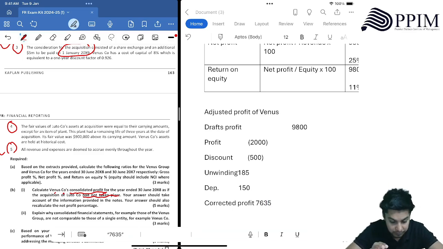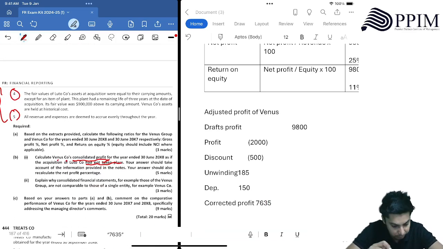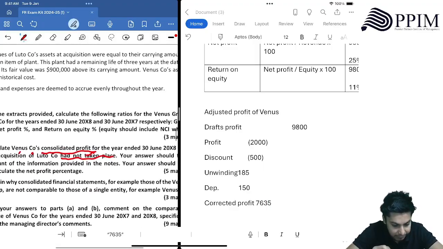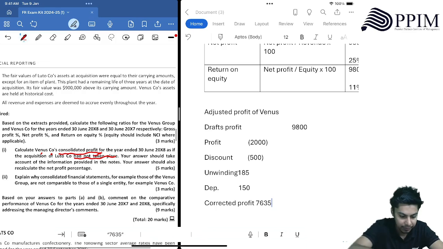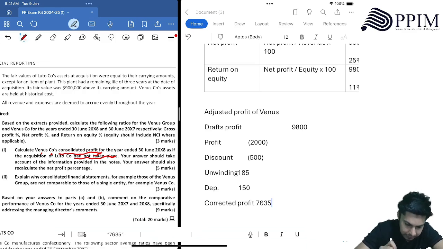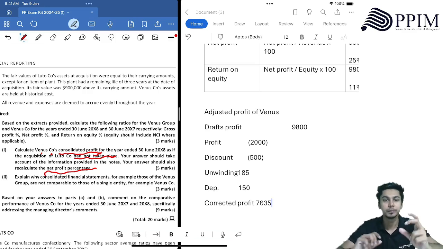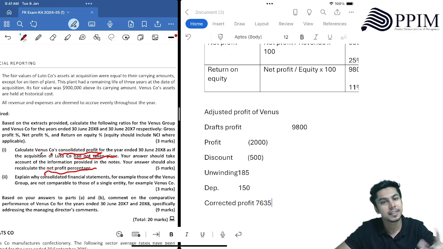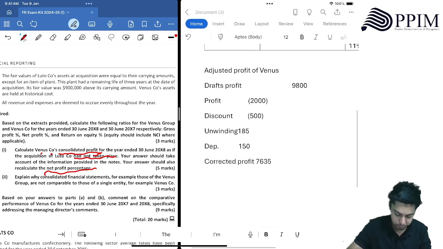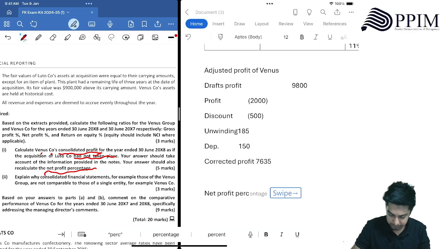Okay, guys, now listen, this question is not yet done. Look at this part. Now what they are asking, your answer should also recalculate the net profit percentage. Now they are asking for the Venus group. Again, calculate what? The net profit percentage. Right, now, guys, one more time, let's start calculating that part over there. So put there net profit percentage.